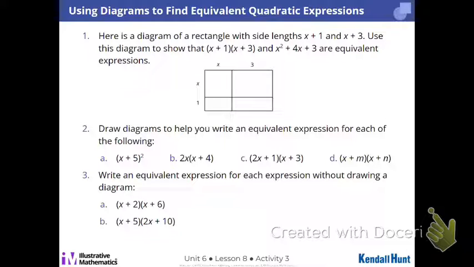Okay, so when I multiply all my areas, I'm writing with the eraser. x squared, 3x, x, and 3. When I combine like terms, I get the expression x squared plus 4x plus 3, which shows that these are the same. Your job next is to draw the diagrams for problem 2, A, B, C, D. The next 4 people on the list will be the next 4 people to show diagrams.